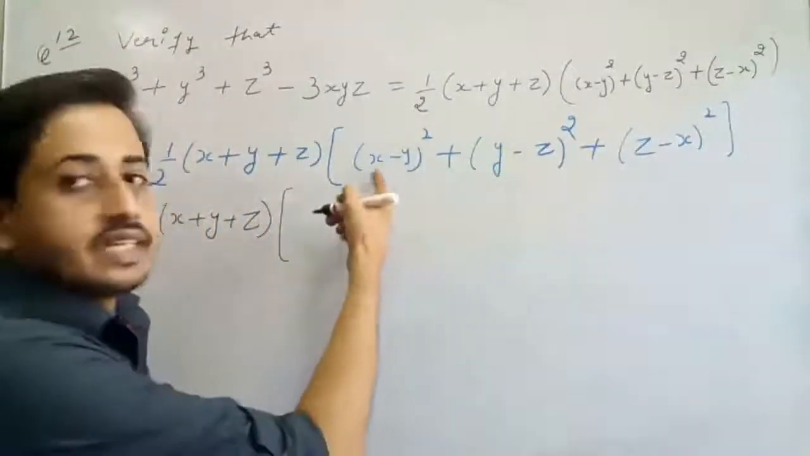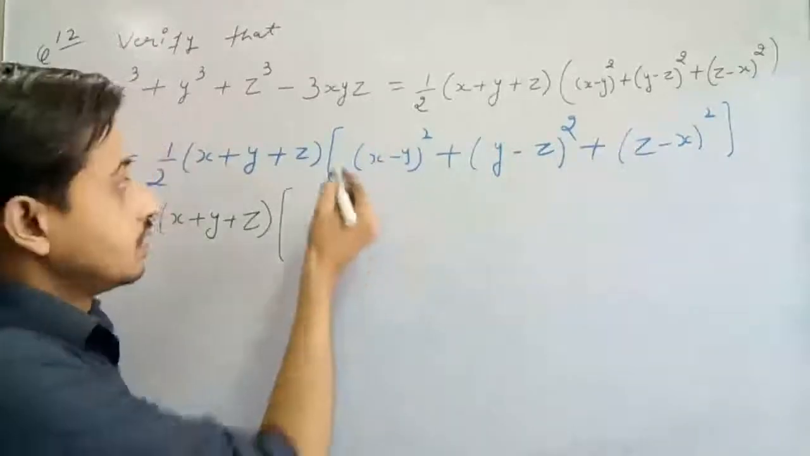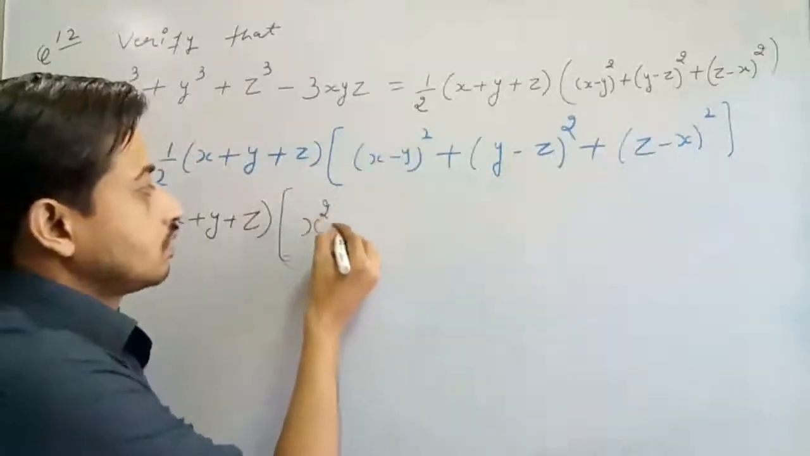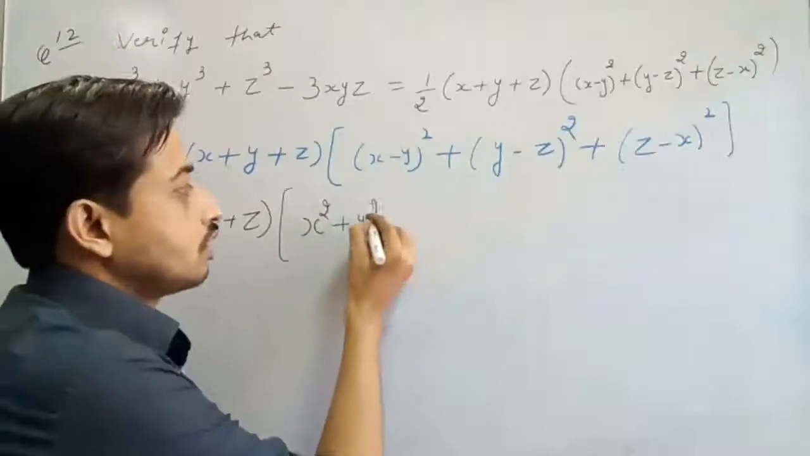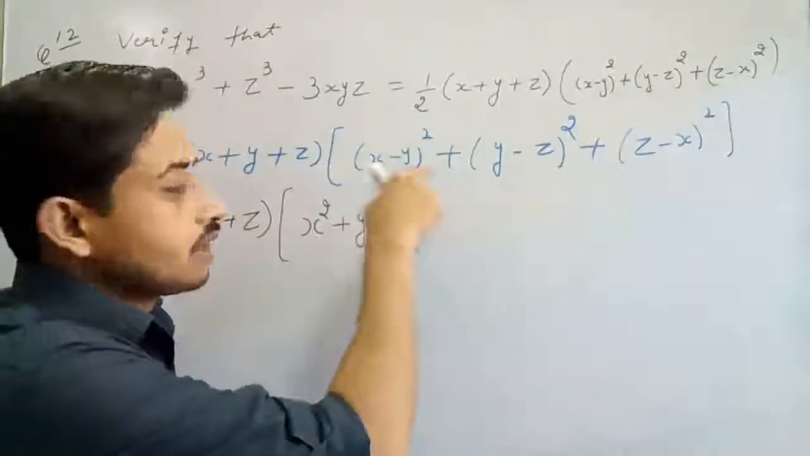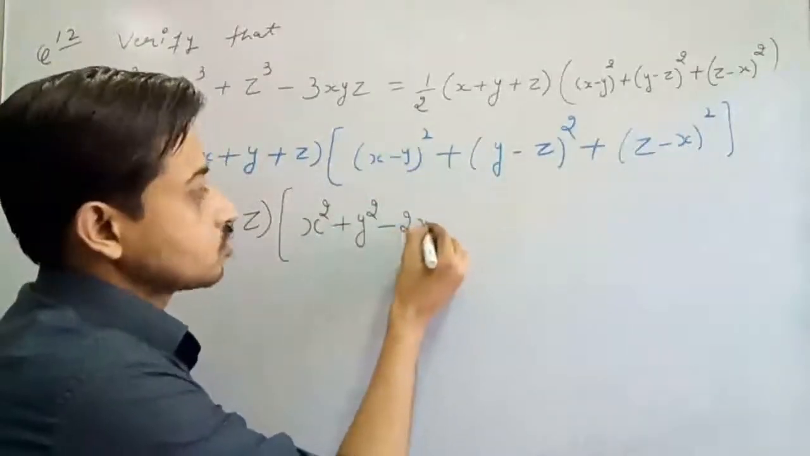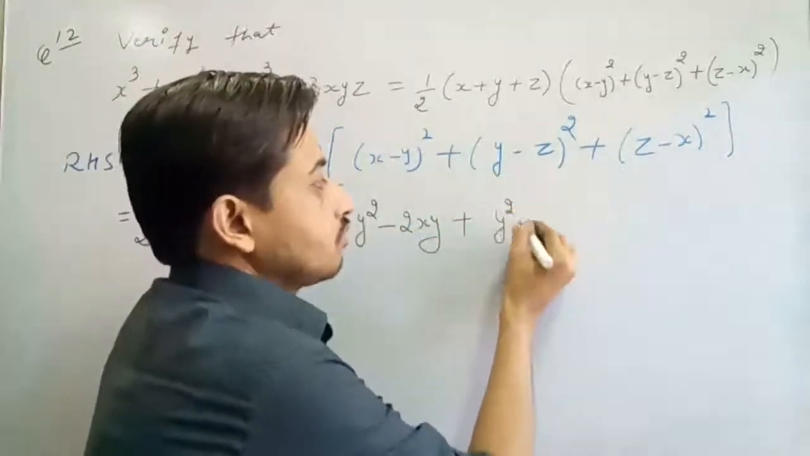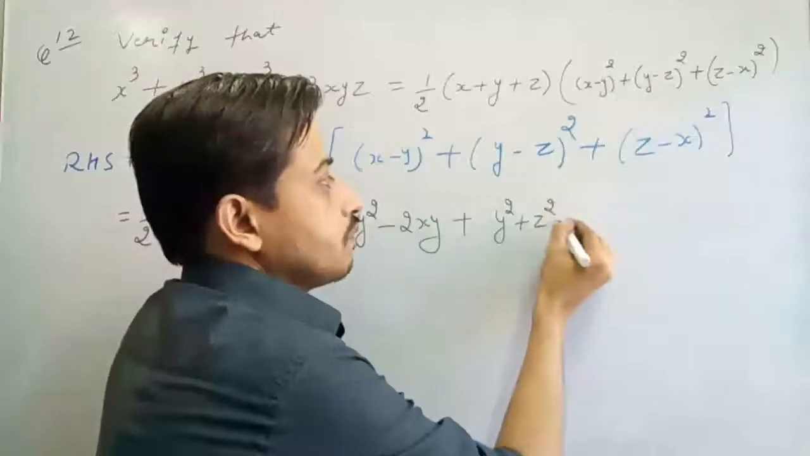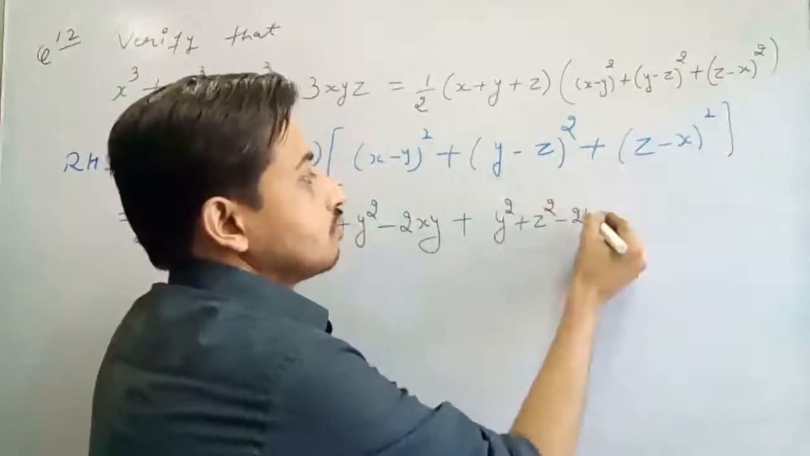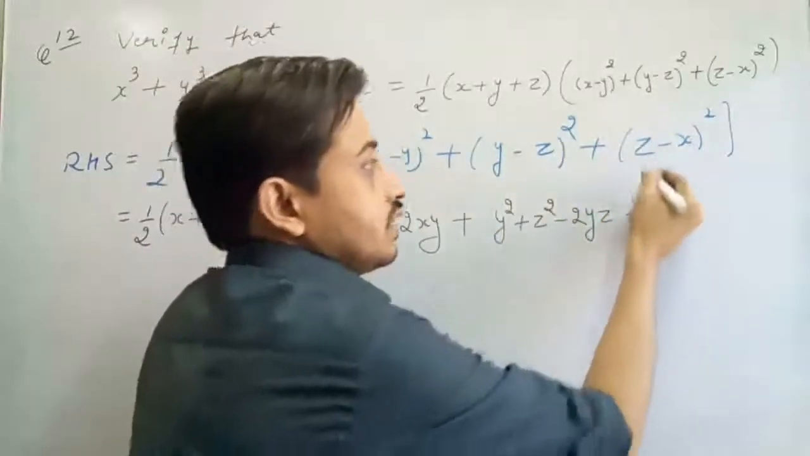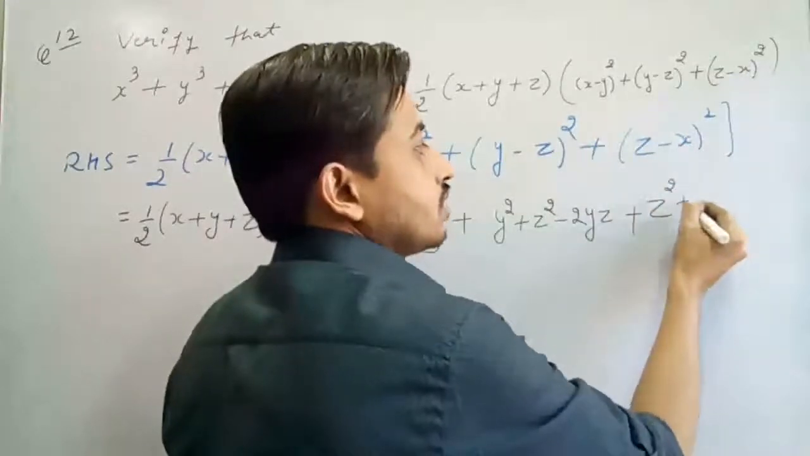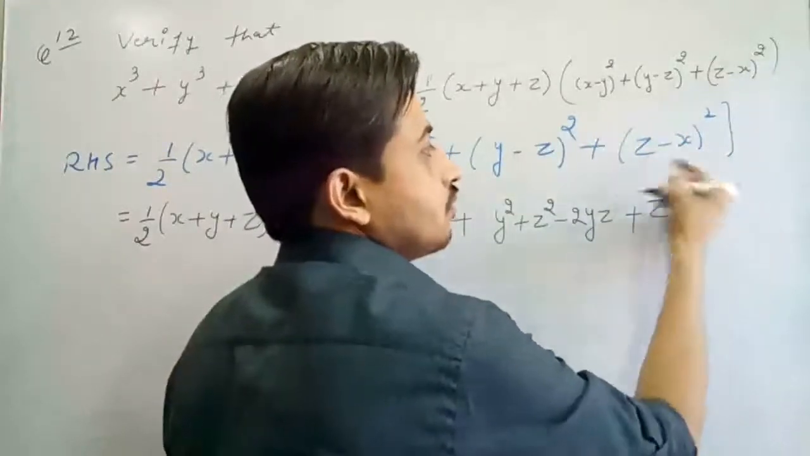What we have to do? Take the square of both of these. We get x square plus y square minus 2 into the product of these, minus 2xy. Same here, we have to square: y square plus z square minus 2 into the product of these, y into z. Same here, z square plus x square minus 2 times the product of these.